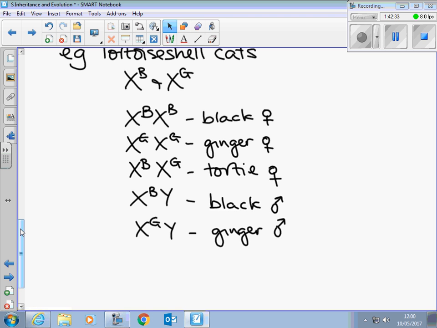Okay, that's quite a tidy place to stop for today. The next thing I'm going to go on to will be dihybrid inheritance.